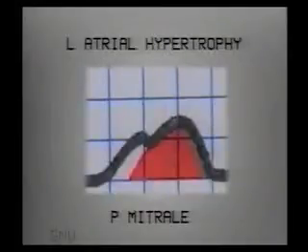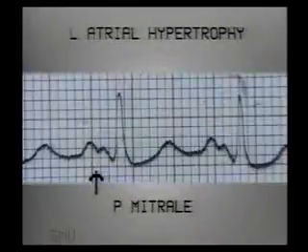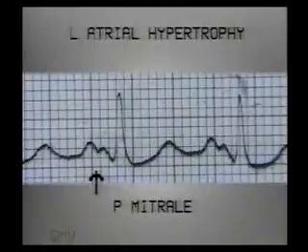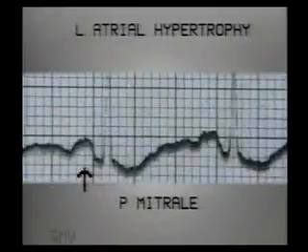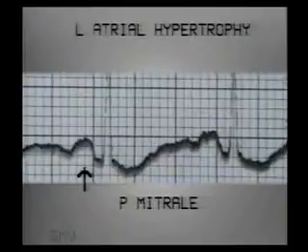Since this is common in mitral valve diseases, it is termed as P mitrale. Note the P mitrale, notched and 3.5 small squares wide. Width more than 2.5 squares is the main criterion. This is another P mitrale, not notched but 3 small squares wide.